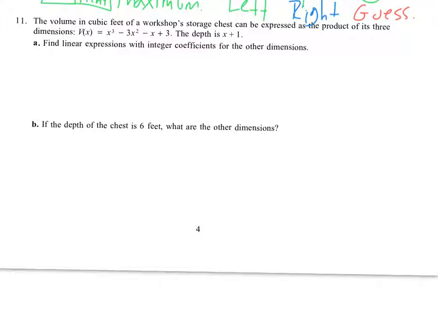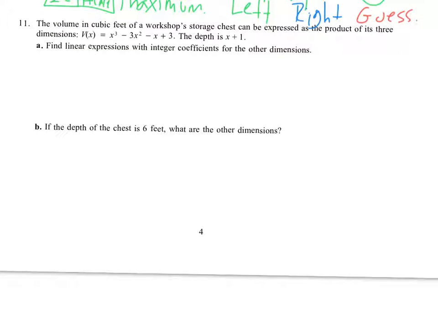Volume in cubic feet of a storage chest can be expressed by the product of three dimensions. It gives a depth of x plus 1. Okay, this is another divide and solve problem. This one's a little bit more straightforward for us. So if I do x plus 1 into x cubed minus 3x squared minus x plus 3.